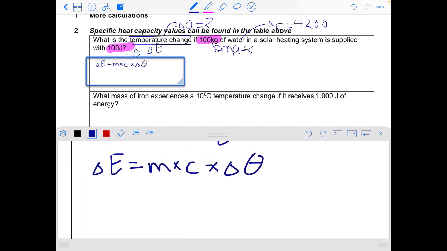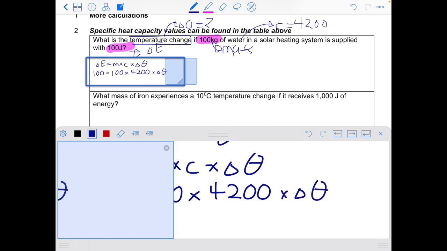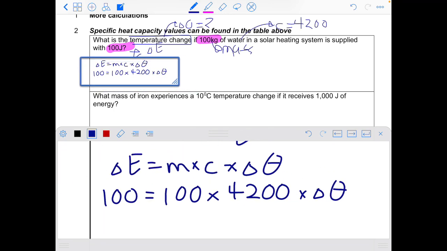So we plug in the values that we know. We know our change in energy is 100 joules. We know our mass is 100 kilograms. We know our specific heat capacity, 4,200. We do not know our change in temperature, so we're leaving that as it is. And now it's just a maths problem.